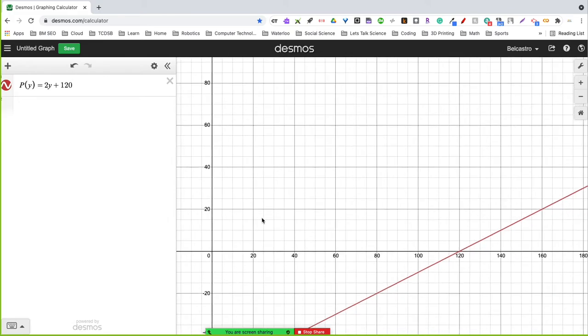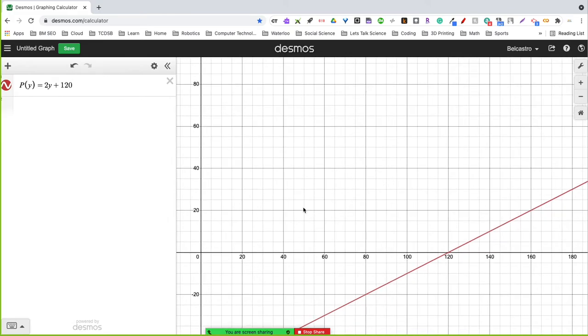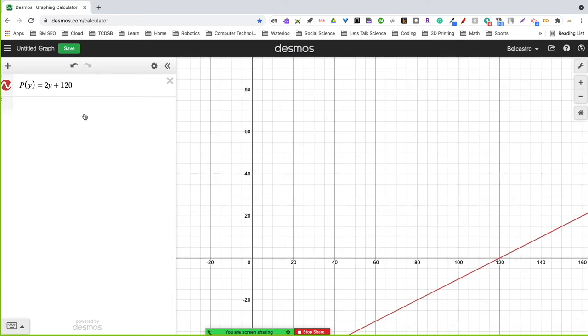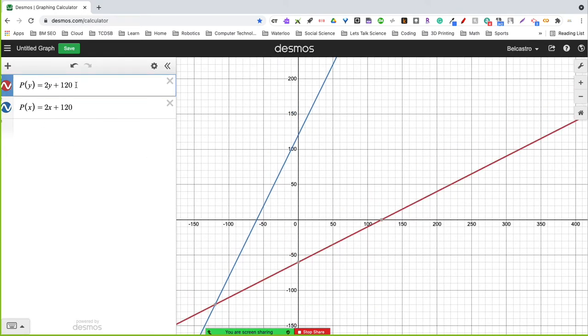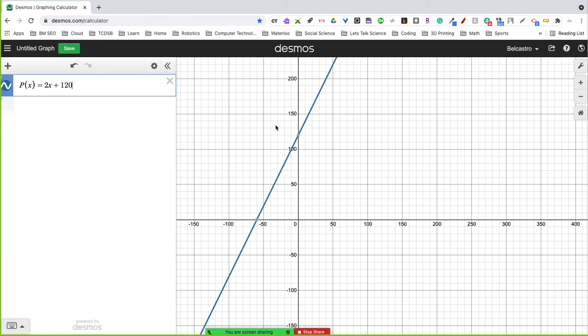Oh, it doesn't like the way. Oh, it's inverted our values. So I guess Desmos doesn't recognize it that way. Let's try this again, with this being x, 2x plus 120. Yeah, so because I wrote y in, it's seeing it as the y-axis. It's not recognizing that this is actually the independent variable here. So this is not a true representation, but the blue one is.